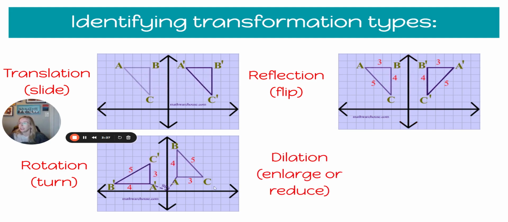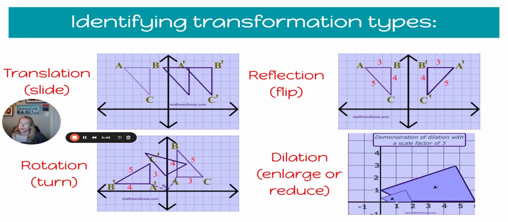And then lastly, dilation. That is when you enlarge or reduce the shape. So this you will notice because the size has changed. And so if the shape has been enlarged by a certain scale factor of something larger than 1, like double the size or triple the size, or if your shape has shrunk by a certain scale factor like half or a third or a fourth, a dilation has occurred.